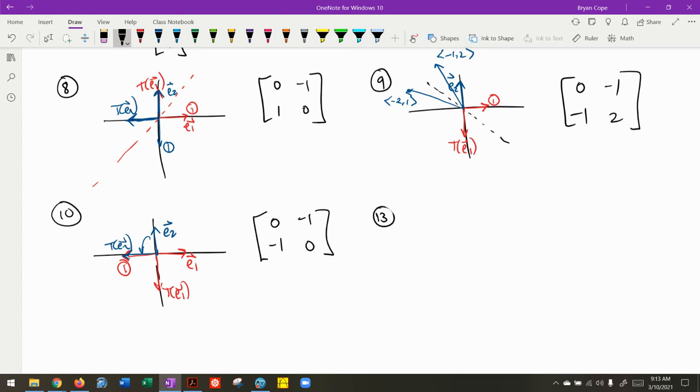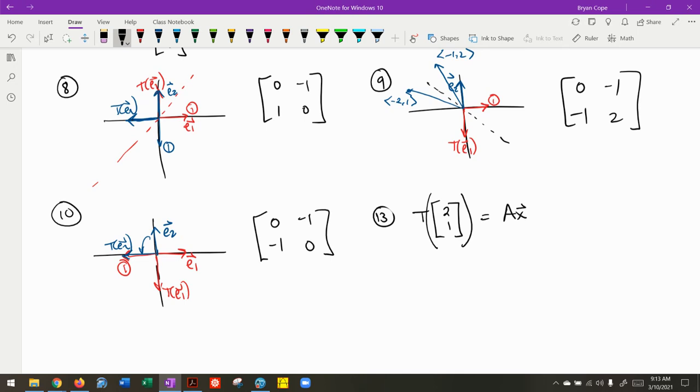Moving on to 13. Let the transformation be the linear transformation such that T of e1 and T of e2 are the vectors shown in the figure. Using the figure, sketch the vector T of (2, 1). Okay, now take stock of the notation here. This is really saying T, the function T, is getting applied to the vector (2, 1).